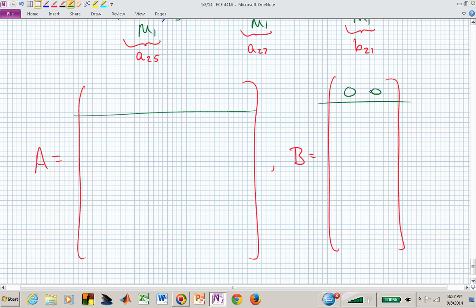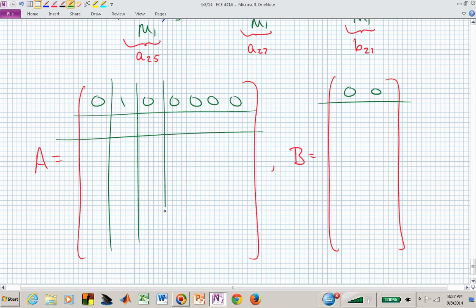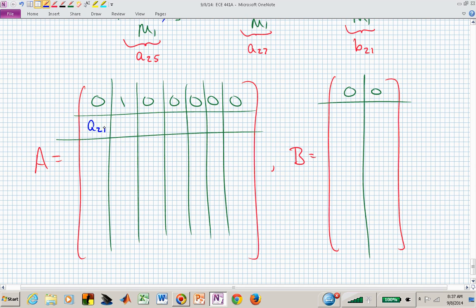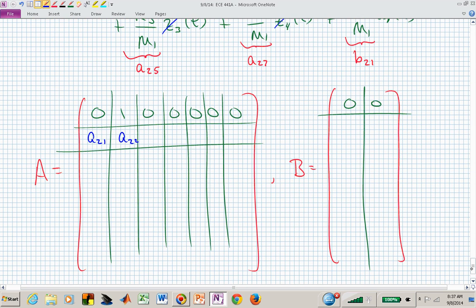The top row wasn't too involved, was it? But now we had a non-zero A21, we had a non-zero A22. What else was non-zero? We had an A25, so that's 0. This one's 0. We had an A27, and here we had a B21.